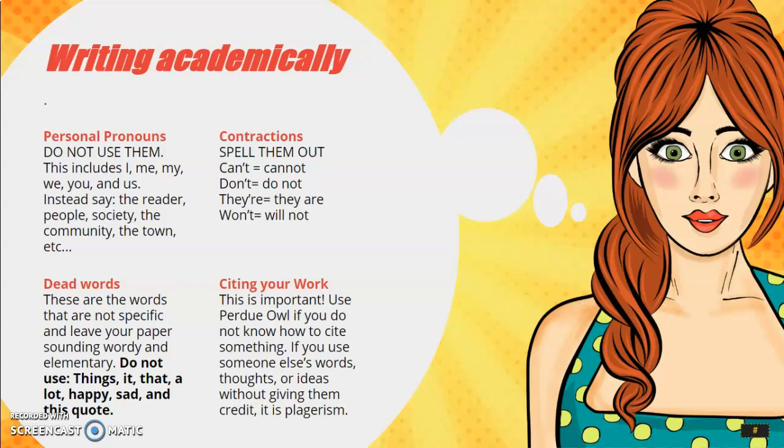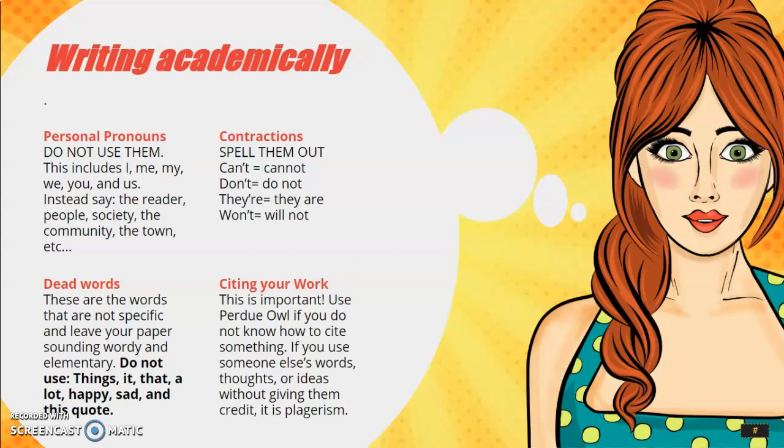You also do not use contractions. You have to spell them out. So instead of can't, you write cannot. Instead of don't, you write do not. There is, they are. Go through and make sure you do not have any contractions.